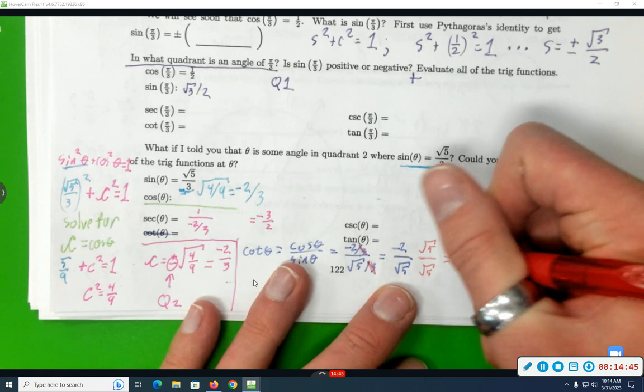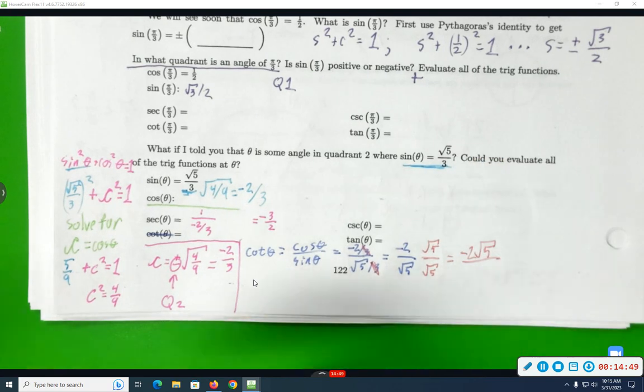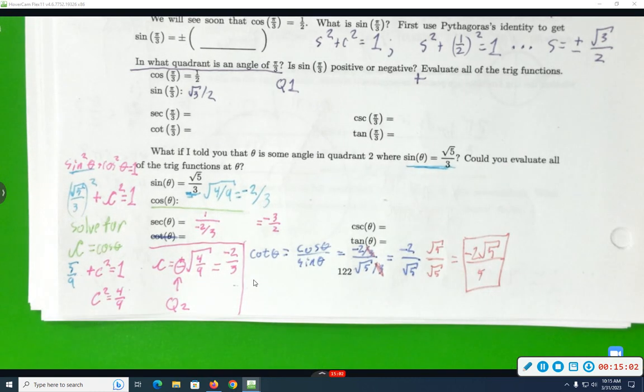Multiply and divide by root 5. So that'll be negative 2 root 5, because negative 2 times root 5 is negative 2 root 5. And what's the denominator now equal to? Yeah, just 5. Neato. So it looks like cotangent of this angle is negative 2 root 5 over 5.